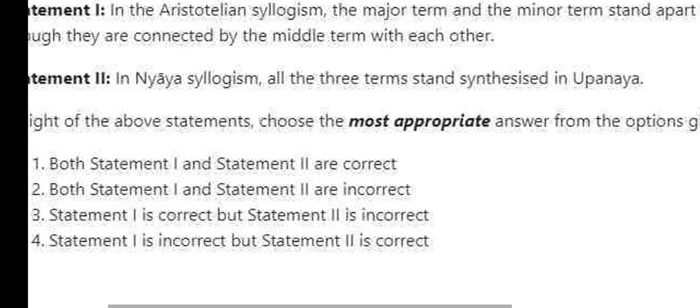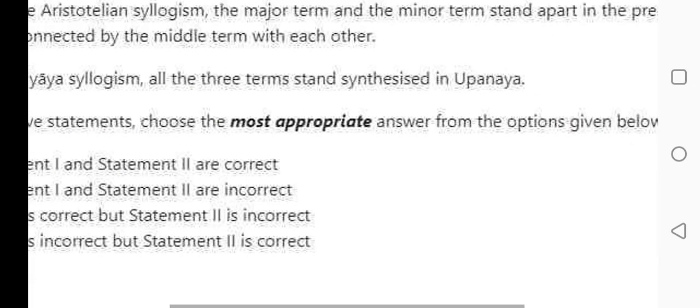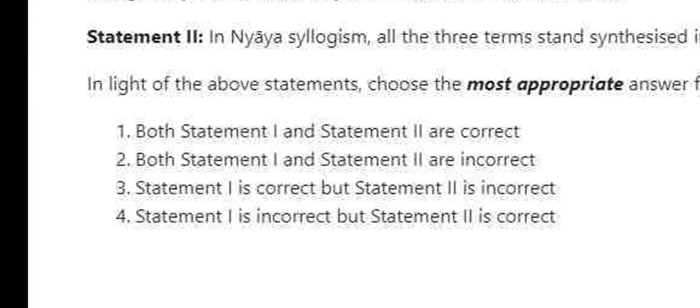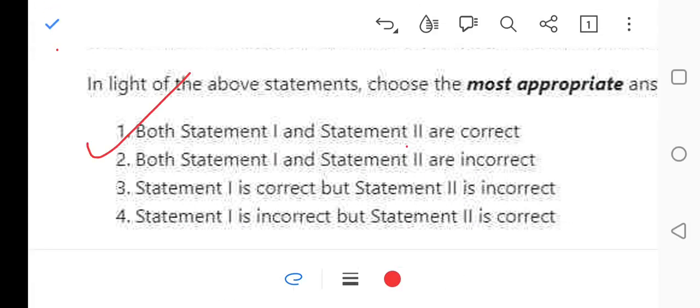Now, from the above statements, choose the most appropriate answer from the options given below. These are the options for you. 1 and 2 are correct, 1 and 2 are not correct, 1 is correct, 2 is incorrect, 1 is incorrect but 2 is correct. So it will be both are correct. 1 and 2 both will be correct.